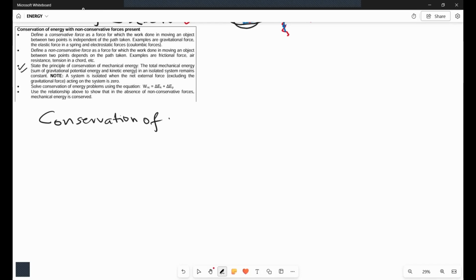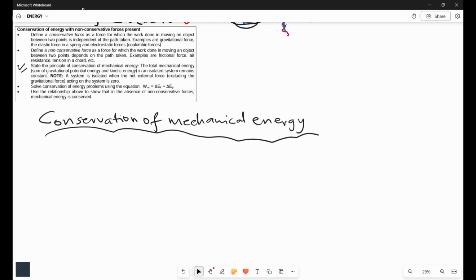Conservation of mechanical energy. This shouldn't be new to you because you did this in grade 10, but it's fine if you have forgotten about it. You should know it as per definition. It's very straightforward. It says the total mechanical energy in an isolated system remains constant. I repeat, the total mechanical energy in an isolated system remains constant.